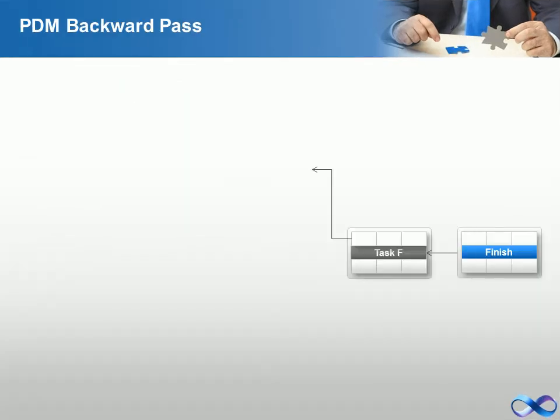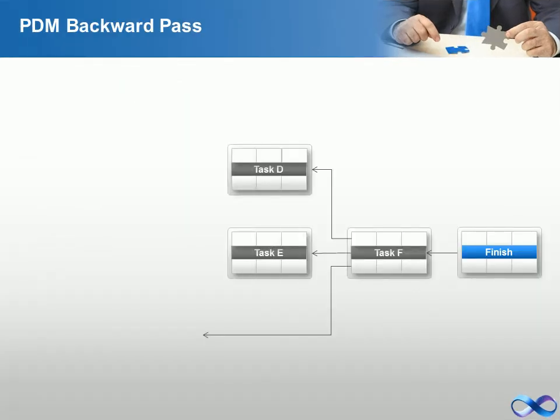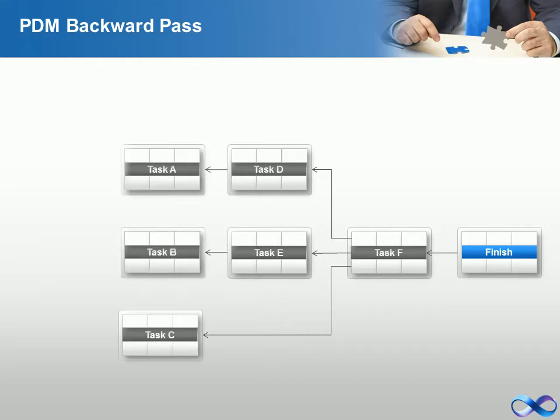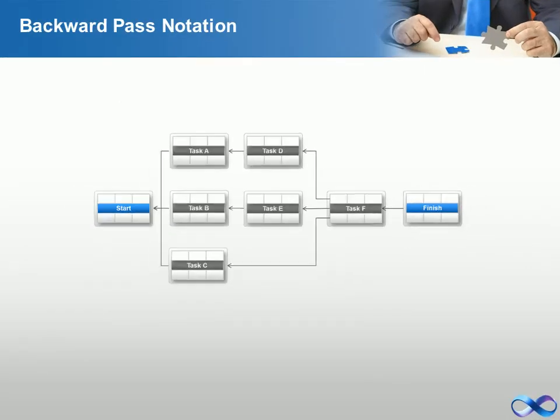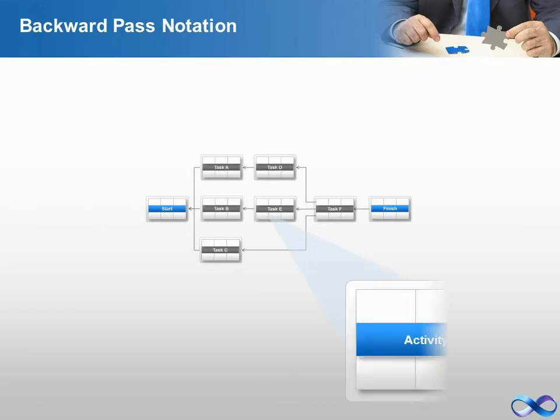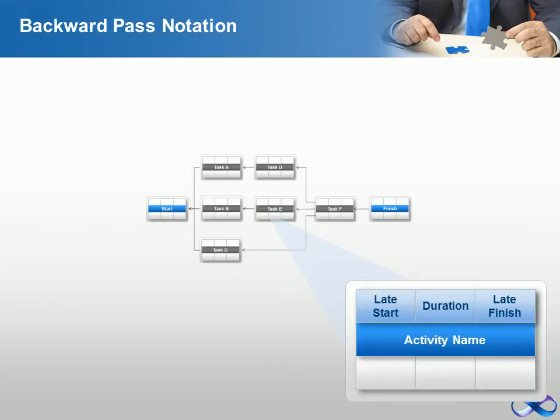Once the forward pass has been completed, the second part of the critical path method, the backward pass, may be performed. The backward pass tells you the latest time at which an event can occur. To perform the backward pass, you will start with the last activity in the network and continue until you have reached the first activity in the network.